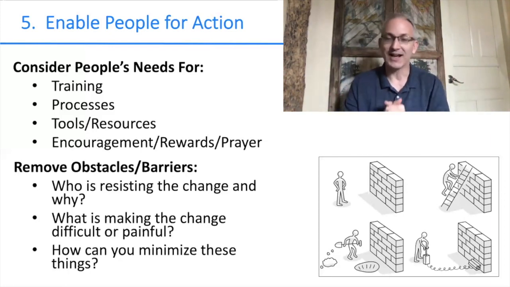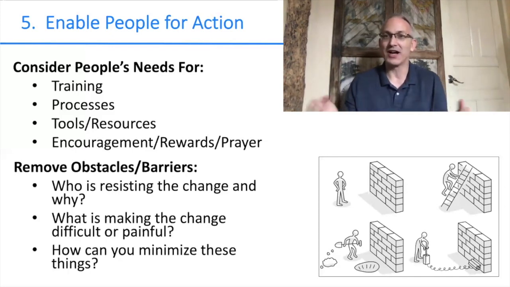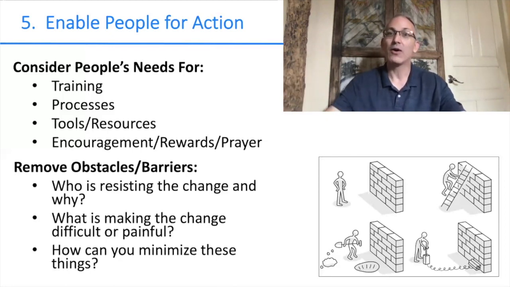So in this little diagram, this cartoon on the slide, you see there's a guy standing in front of a wall. Presumably he wants to get to the other side of the wall. That's his change goal, to get to the other side of the wall. And our job as a change leader then is to identify that there's a barrier in the way and figure out, what does he need to be successful? How can we eliminate that barrier?